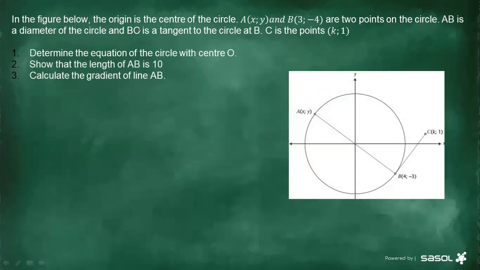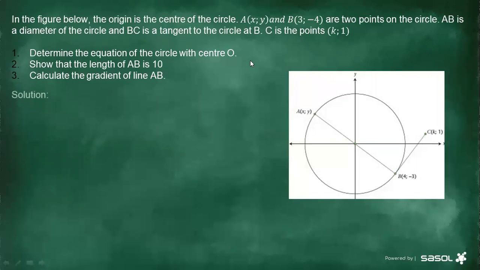In the figure below, with the origin O as the center of the circle, A and B are points on the circle. AB is a diameter of the circle and BC is a tangent to the circle at point B. C is the point (k, 1), all right? Determine the equation of the circle with center O.